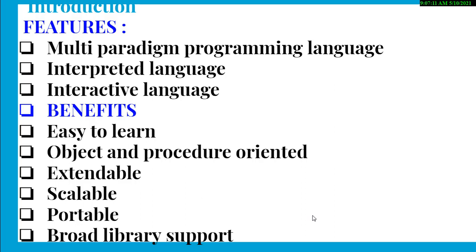As such, it is called easy to learn. Next comes object and procedure oriented. Now what is object and procedure oriented? I'll first come to procedure oriented programming. Procedure oriented means when we do programming in a stepwise or systematic way with specific code, it is called procedure oriented.